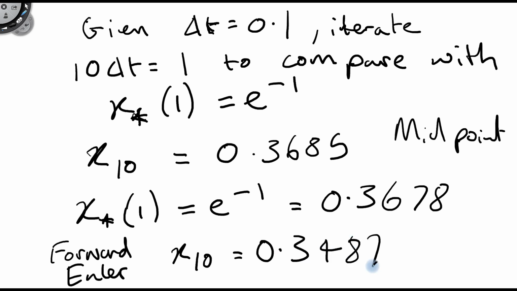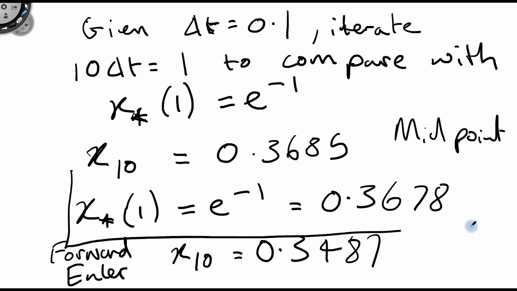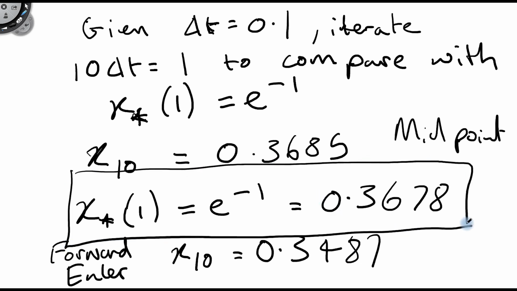0.3487. So that is the difference with the forward Euler from the true solution. So this is our true solution. Let's put a box around it. This is our reference. The midpoint, because we've designed it to be second order, we know it is from the Taylor series now because we've got it through the derivation, is much closer than the forward Euler. So this is second order accurate, but this is first order accurate.